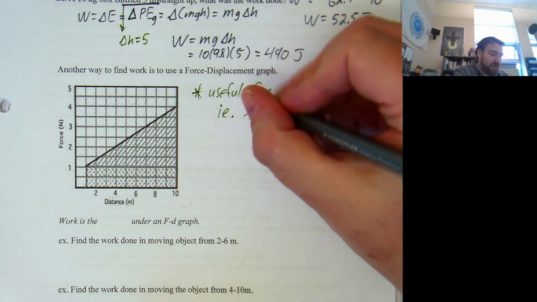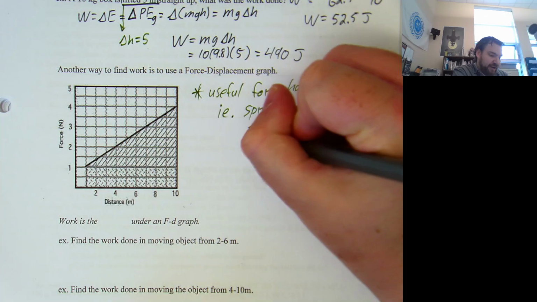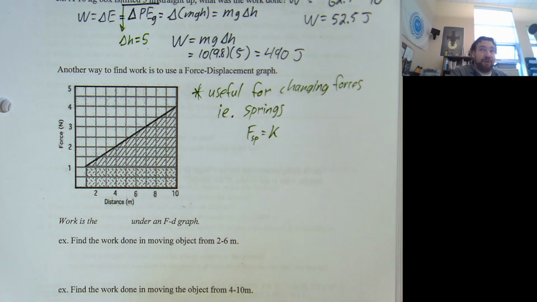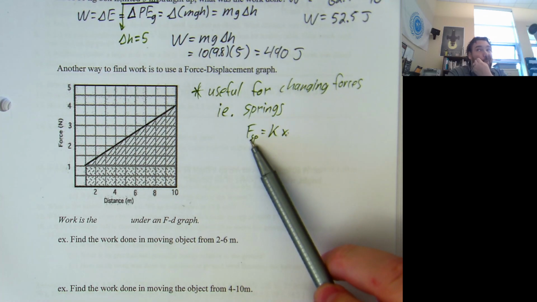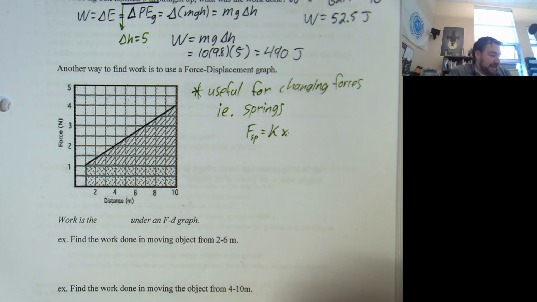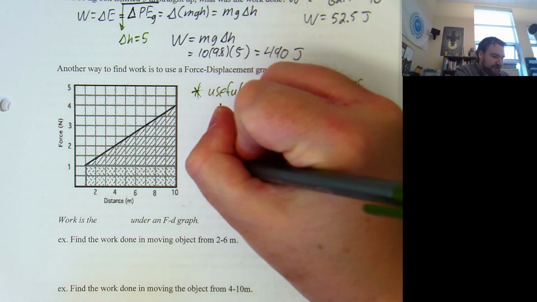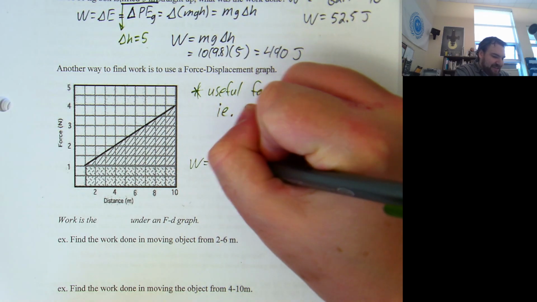Because if you recall, the force on a spring is equal to K, the spring constant, times its extension or compression. And so as this changes, this is going to grow. And so to analyze it, we've really got to do it graphically. If you recall as well, work is going to be equal to a force times a distance.